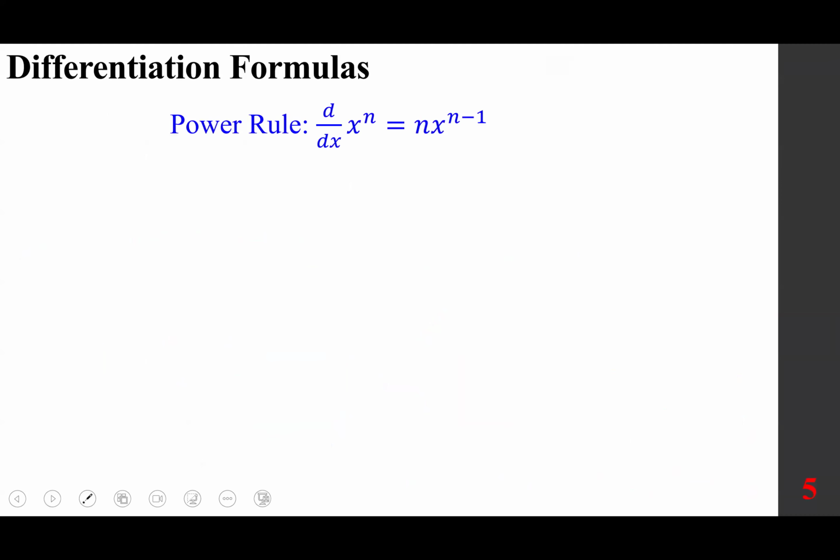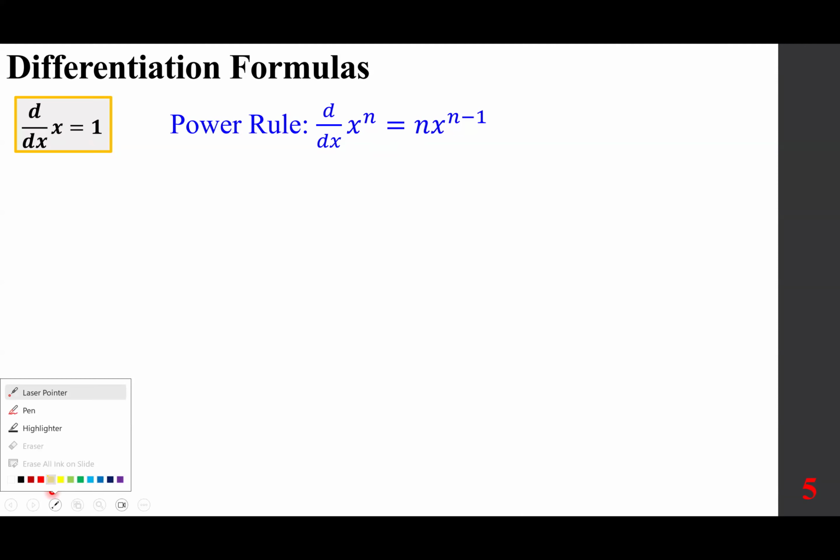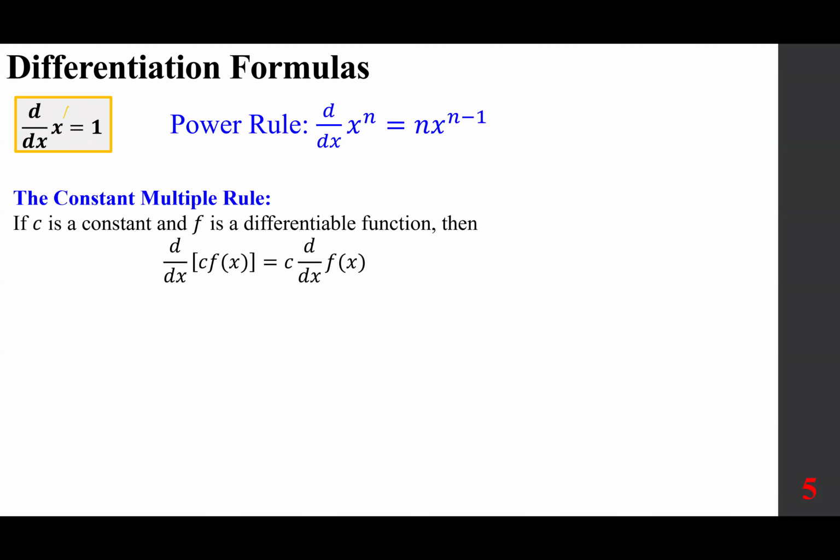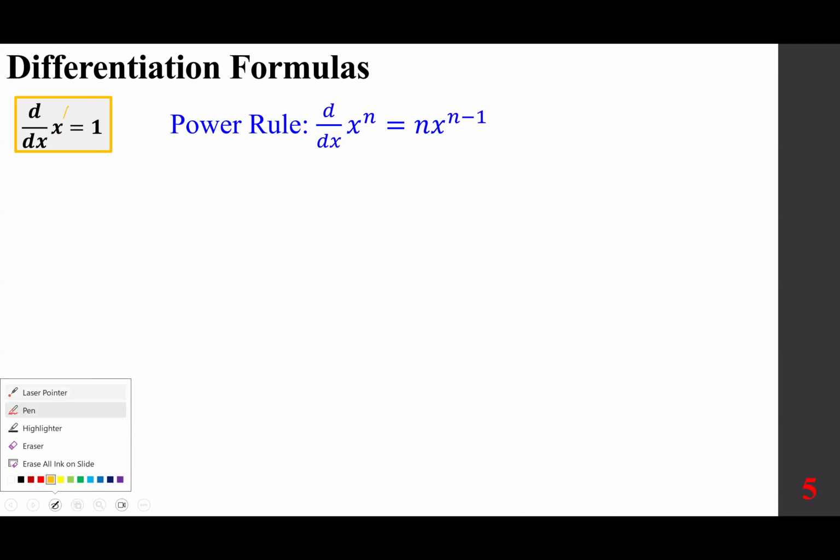So now, differentiation formulas. We are going to look at the power rule. The derivative of x to the power of n is n x to the power of n minus 1. According to the power rule, if you choose it to be x, the derivative of x becomes 1, because the exponent is 1. So 1 sits in front. x to the power of 1 minus 1 is x to the power of 0, which is 1. So the answer is 1.